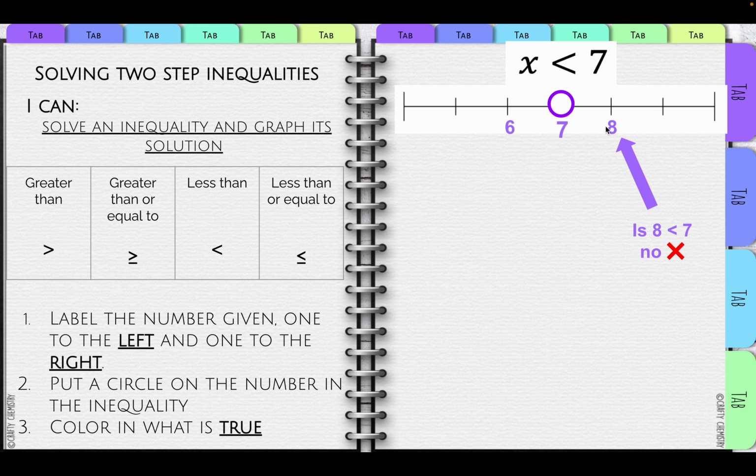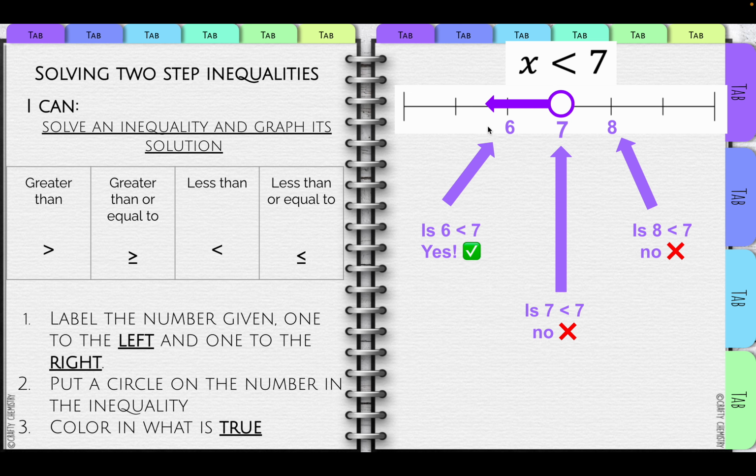So instead of x, I'm going to try 8. Is 8 less than 7? Nope. Is 7 less than 7? No. Is 6 less than 7? Yes. So I get to draw my arrow this way, which says I can put any number in for x that's this way on the number line. So 6 would be less than 7, 5 would be less than 7, 4. Any number that's this way on the number line is going to be less than 7.